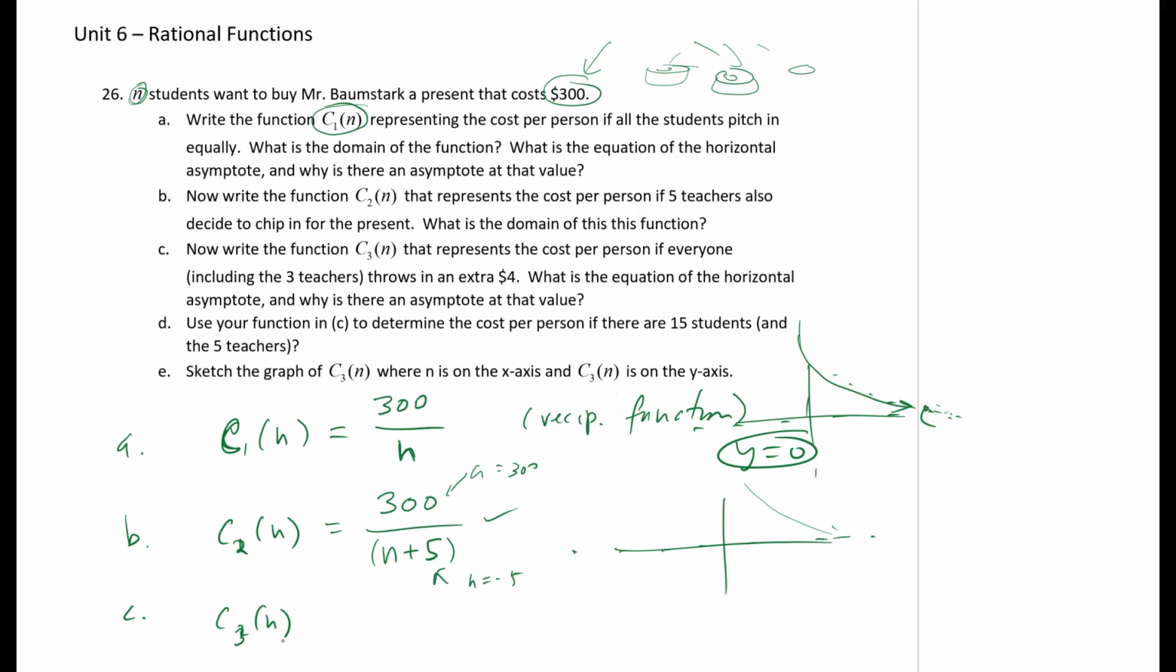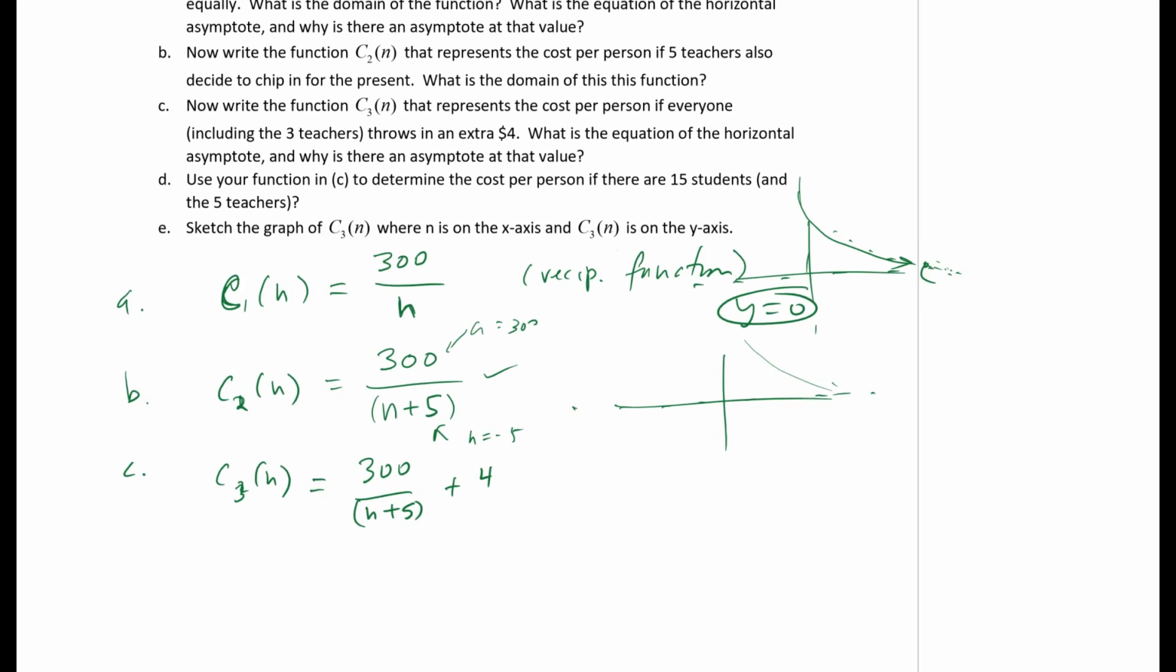And then this last function, C3 of n, is going to be, everyone takes what their share of the 300 plus throws in an extra $4. So we're going to start with what we had before. We're going to divide it by the students plus 5. But now we're just going to throw $4 in for whatever reason. And now we can see that this is like a transformation where k is equal to 4, h is equal to -5, and a is 300. Here, the horizontal asymptote, because there's a vertical shift, will move up to here, y equals 4. So we'll have this thing approaching here.